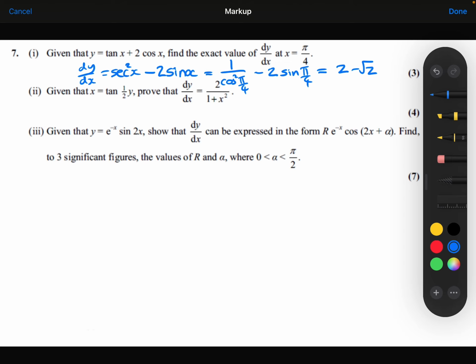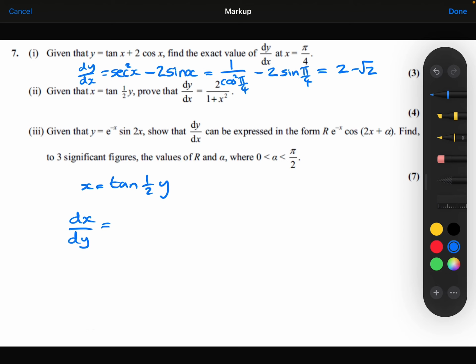Now moving to part II. Given that x equals tan 1/2 y, prove that dy by dx is 2 over 1 plus x squared. I'm going to need a bit of room for this, so let me come down to the bottom here and let me just copy this down. X equals tan 1/2 y. So let me differentiate this first of all to find dx by dy.